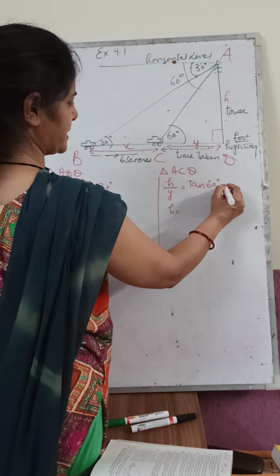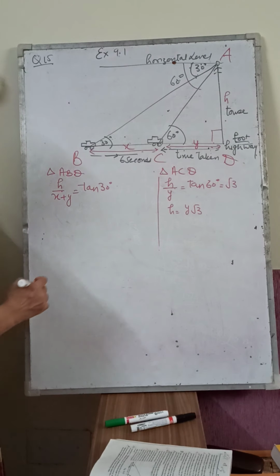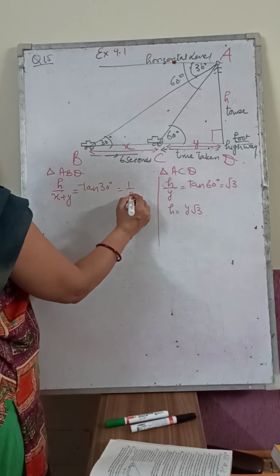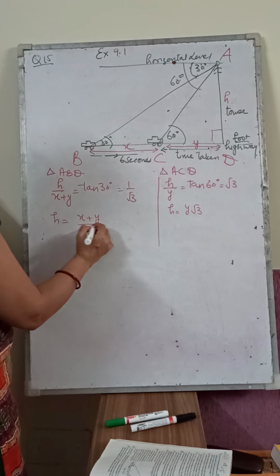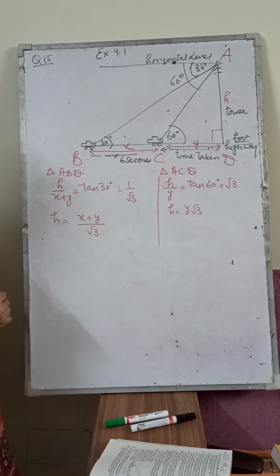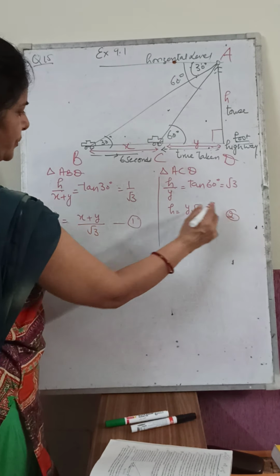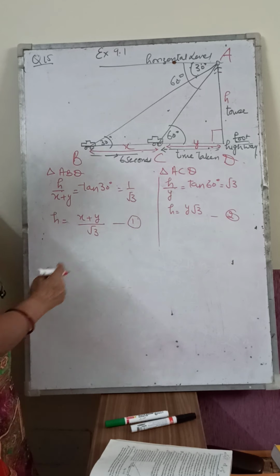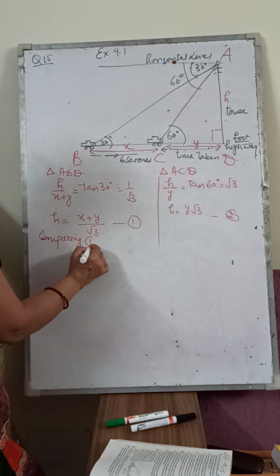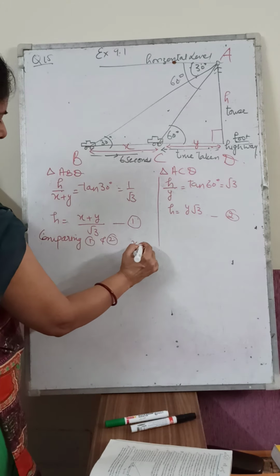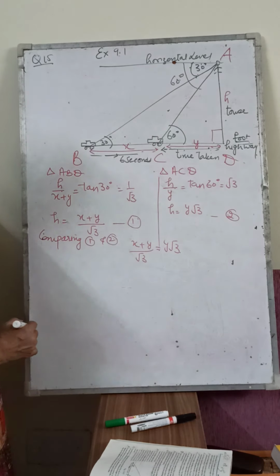h will be equal to y root 3, as tan 60 value is root 3. Here tan 30 is 1 by root 3, so h will be equal to x plus y upon root 3. This equation is 1 and this equation is 2. This is also the value of h and this is also the value of h. Comparing 1 and 2, x plus y upon root 3 is equal to y root 3.